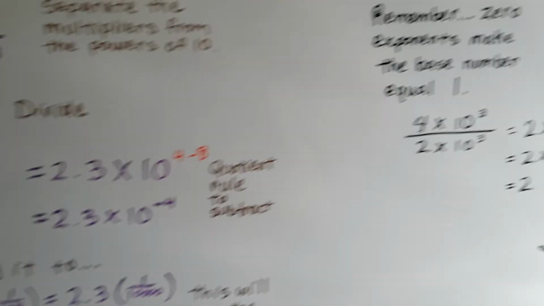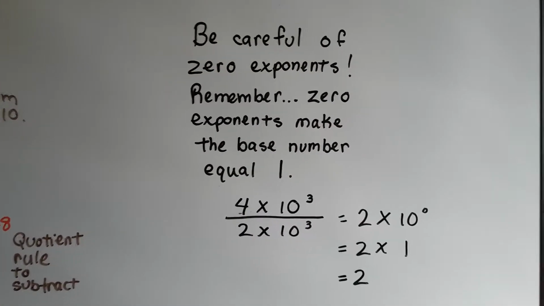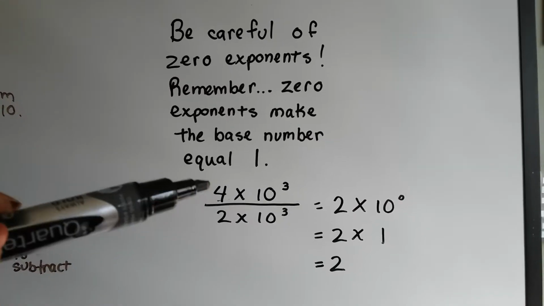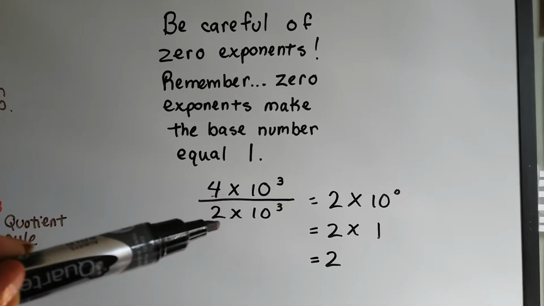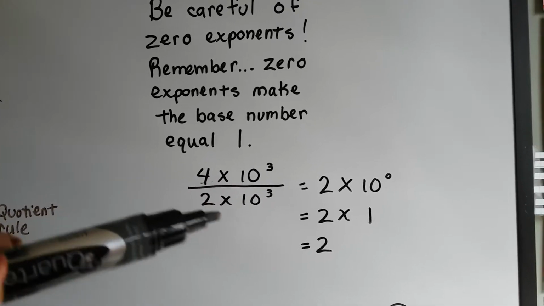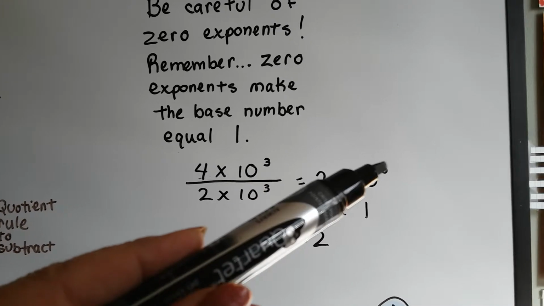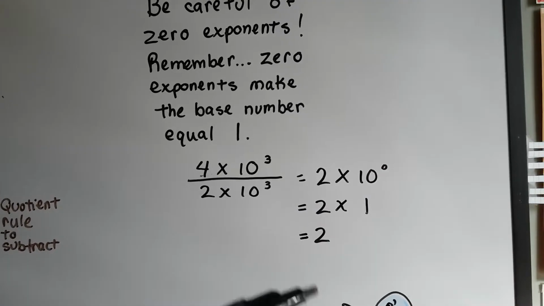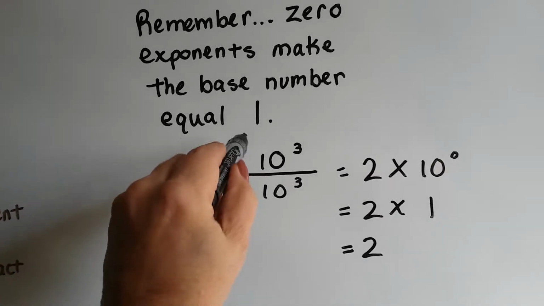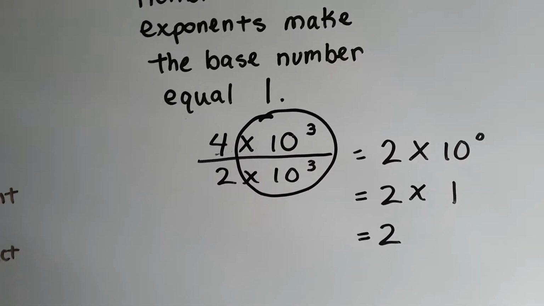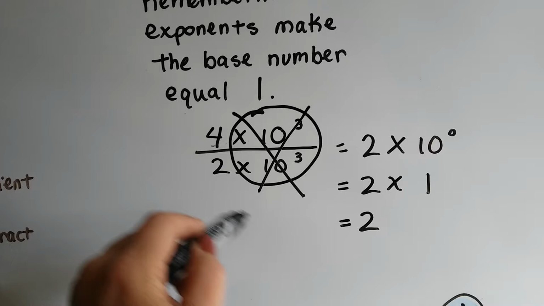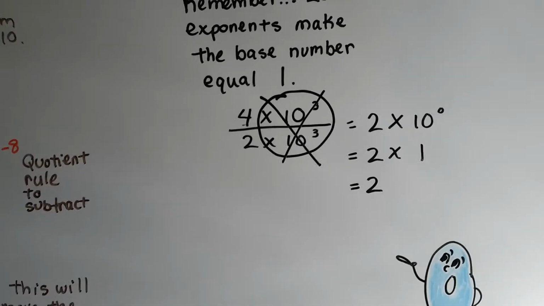Okay? Now, be careful of zero exponents. Remember the zero exponent rule. The zero exponents make the base number equal to 1. So if we've got 4 times 10 to the 3rd power over 2 times 10 to the 3rd power, you can look at it 2 different ways. You can look at it as 4 divided by 2, and then the 3 take away 3 is a 0. So we've got 2 times 10 to the 0 power, which is 2 times 1, right? Which is a 2. Or we can also look at it as these canceling each other out. Because the numerator and denominator are the same, they cancel each other out, so we just got 4 over 2, which is a 2. See, it was a quickie way of doing it, all right?